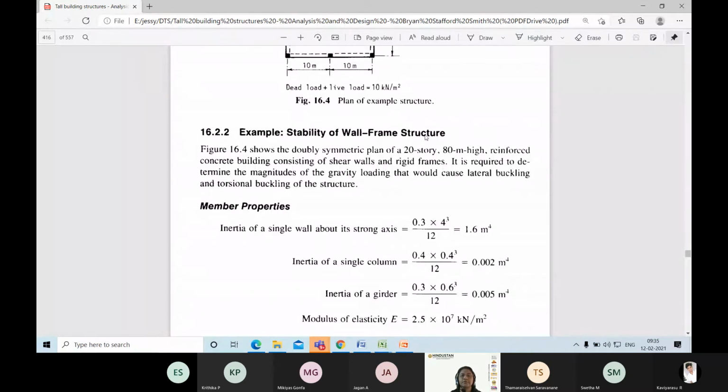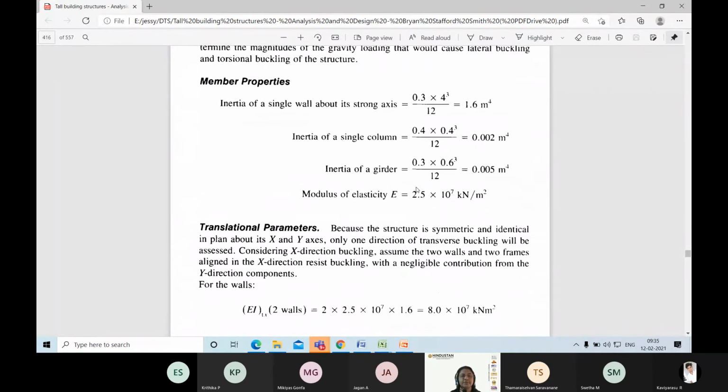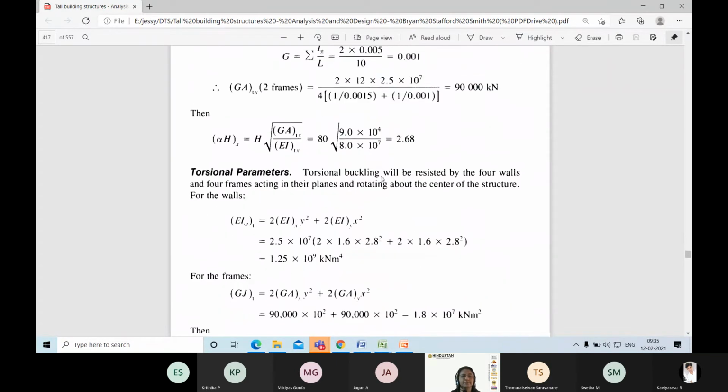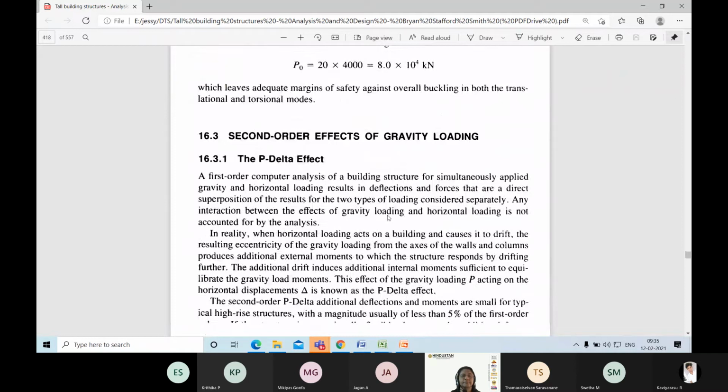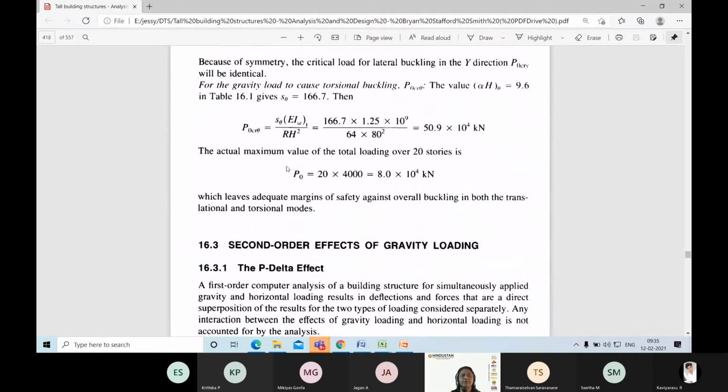Okay, stability of a wall frame structure: how to calculate the stability, the translation parameters, the torsional parameters, the weight distribution parameter. Finally, you will get the overall buckling load. I hope you are able to understand.